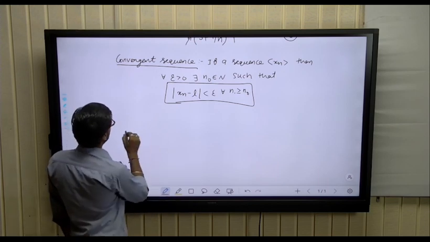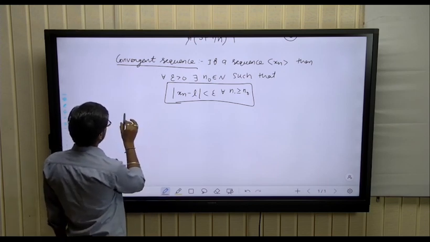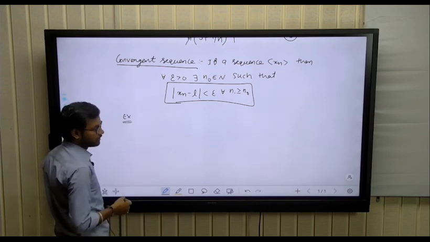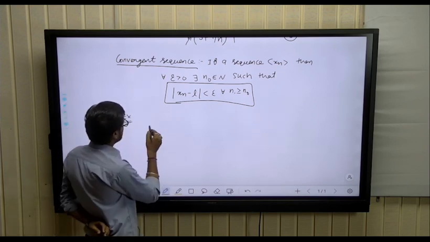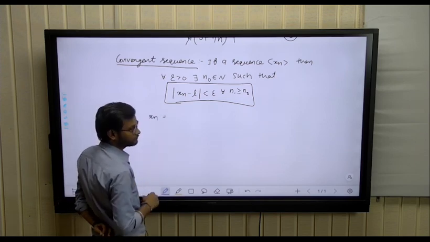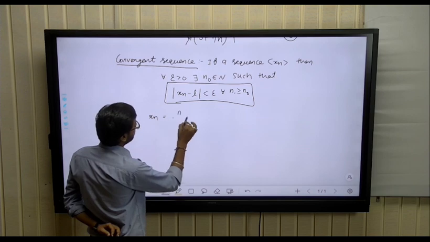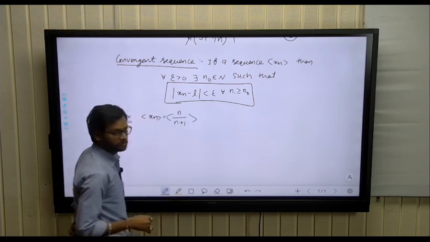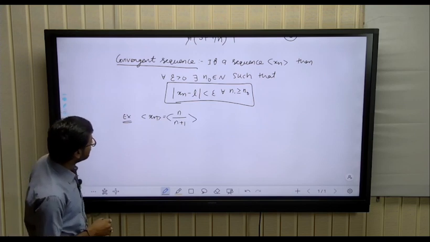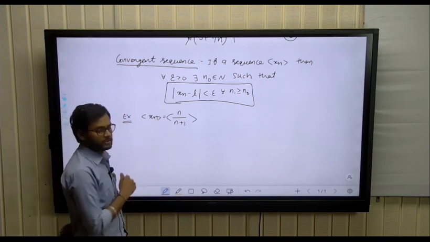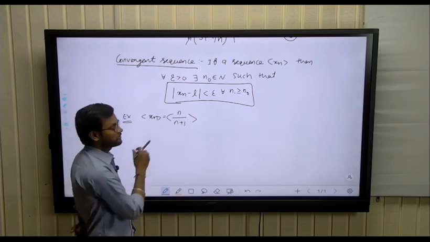I will give examples further on. Say xn is equal to n upon n plus 1. This is the sequence which is given, and the question is to discuss the convergence of the sequence.